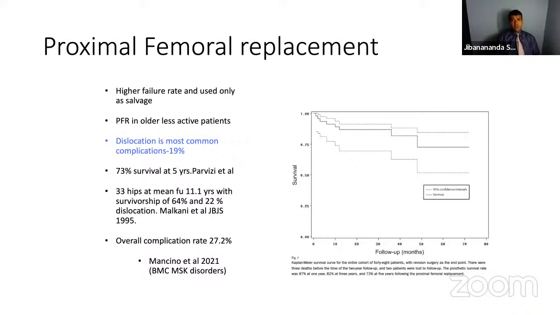Coming back to proximal femoral replacement: higher failure rate, typically used for salvage, mostly in older, less active patients. Again, the dislocation rate is pretty high, about 19%. 73% survival at 5 years in one series. In other series, almost 64% with a 22% dislocation rate. Overall complication rates are higher, almost 27% in many series.